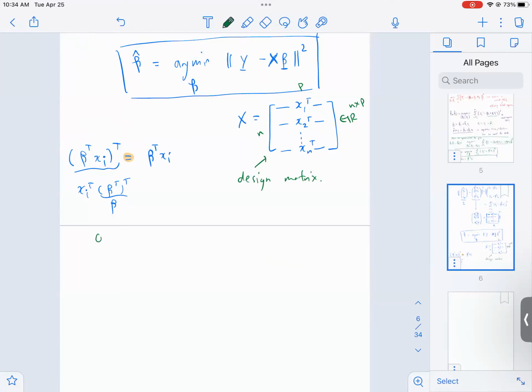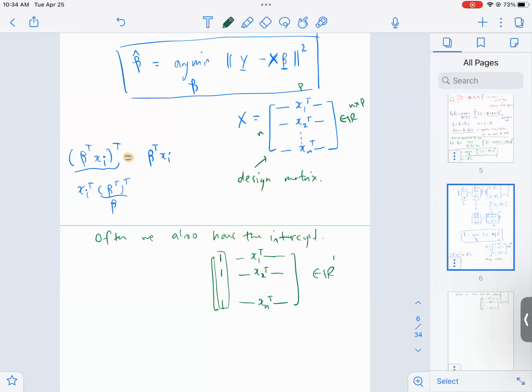Oftentimes it would be n by p plus 1, because we also have the intercept. So I would add a feature of 1. If I add a feature of 1, I have to add 1 to every row. This is my additional feature. So you get that column of all ones that was mentioned. I get the column of all ones and then these xi's. So that would now be n times p plus 1. So usually you have the column of all ones.